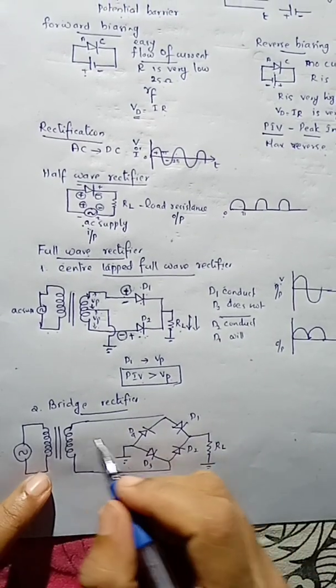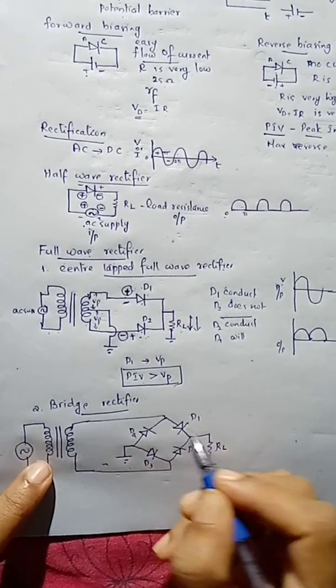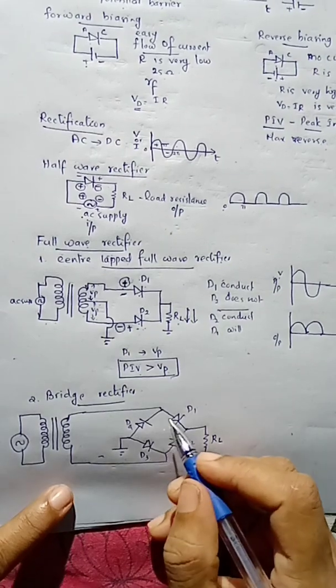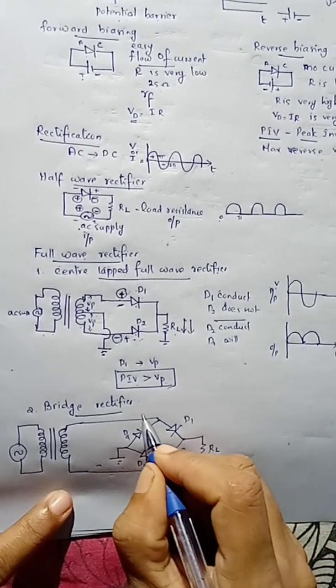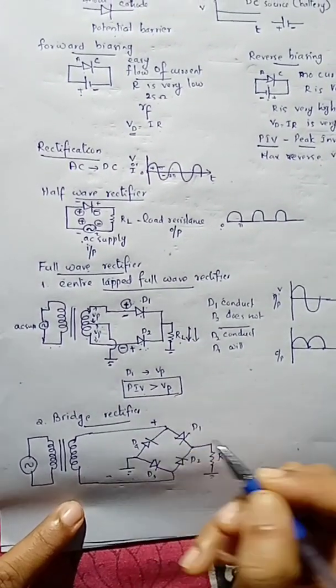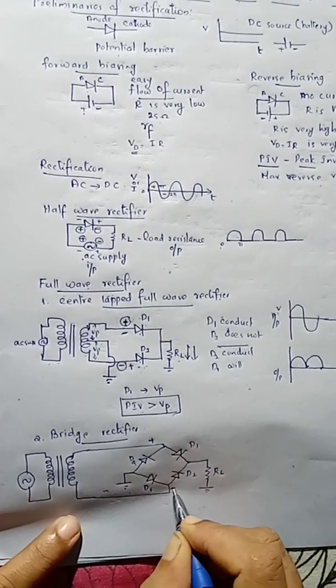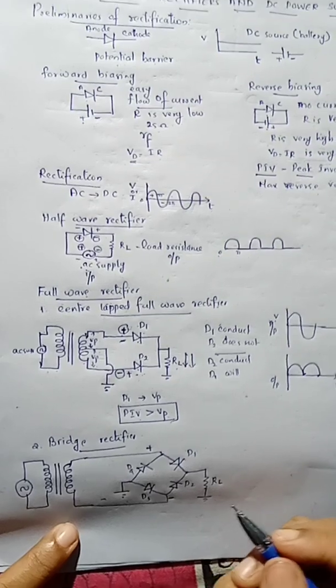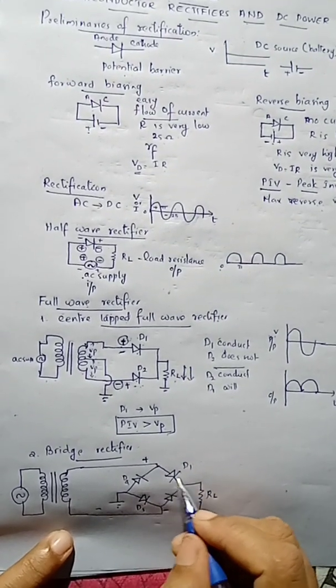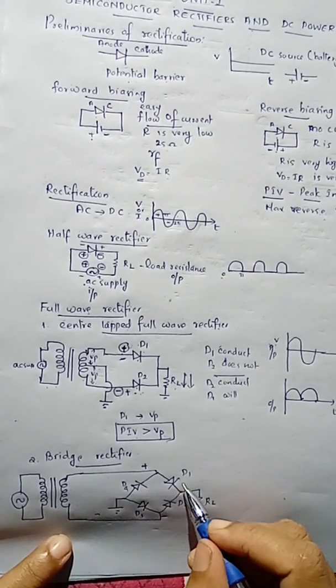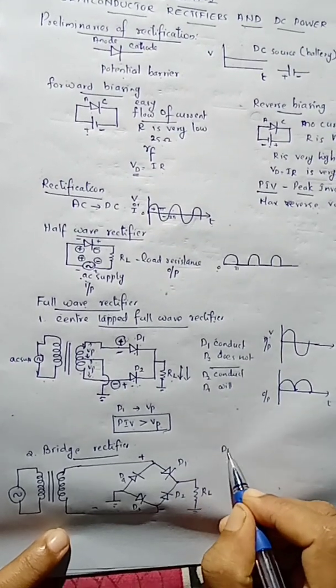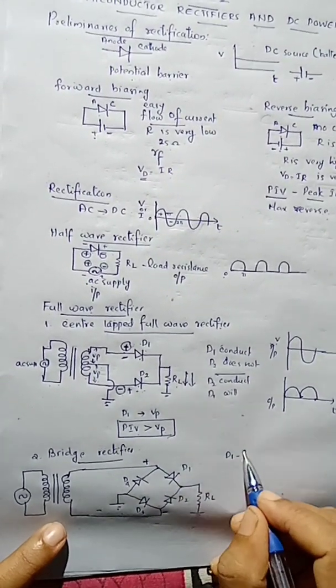Now, as in the earlier case, we can discuss the working of this bridge rectifier. At a particular instant of time, suppose we take this end at a positive polarity, then this end will be at the negative polarity. Now we can consider the case of the 4 diodes. What happens in the case of D1? In this case, D1 is forward biased.